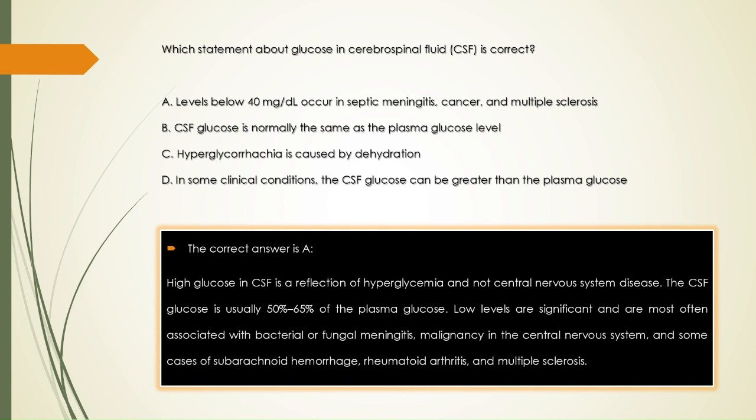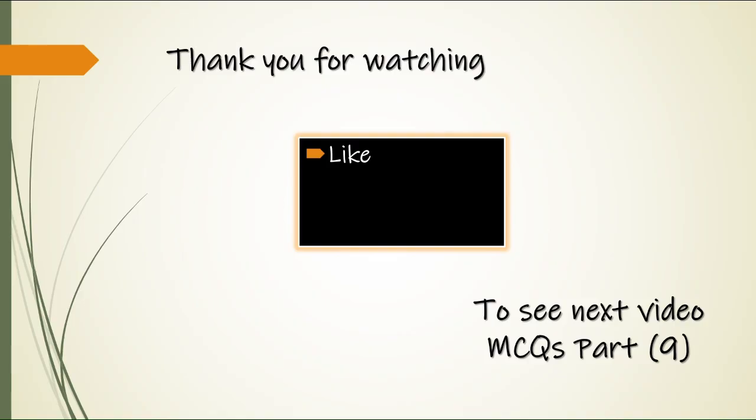The correct answer is A. High glucose in CSF is a reflection of hyperglycemia and not central nervous system disease. The CSF glucose is usually 50% to 65% of the plasma glucose. Low levels are significant and are most often associated with bacterial or fungal meningitis, malignancy in the central nervous system, and some other cases.